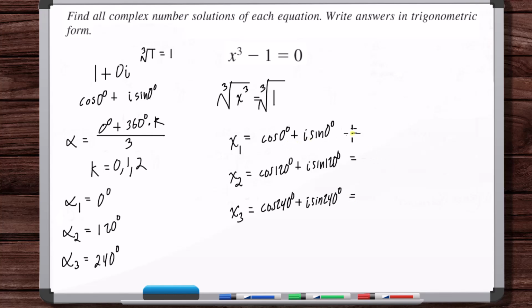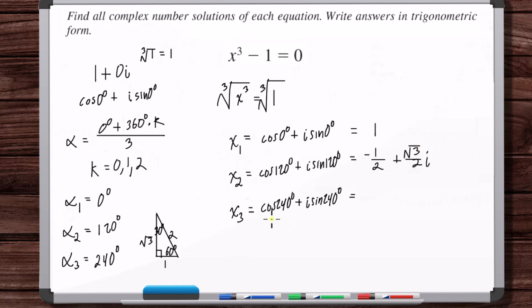Cosine 0 is 1 and sine 0 is 0, so that's one of the roots, obviously, because 1 cubed is equal to 1. Now for 120 and 240, we can use the 30, 60, 90 triangle. 120 is in the second quadrant with reference angle 60 degrees. So cosine of 120 is minus 1/2, and sine of 120 is positive root 3 over 2.